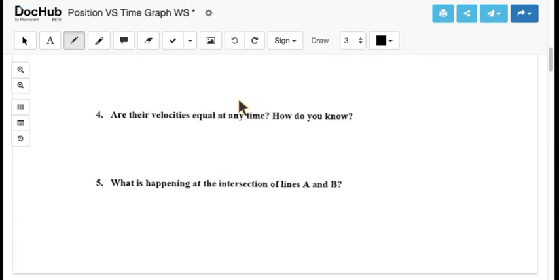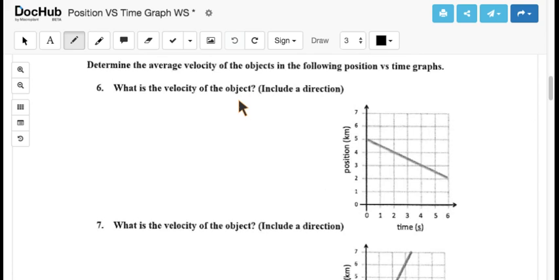On to the second page. Determine the average velocity of the objects in the following position versus time graphs. So what is the velocity of the object? Include a direction. So how are we going to figure that out? Well, to do velocity, we have to know the equation. All right, and velocity equals displacement divided by time.